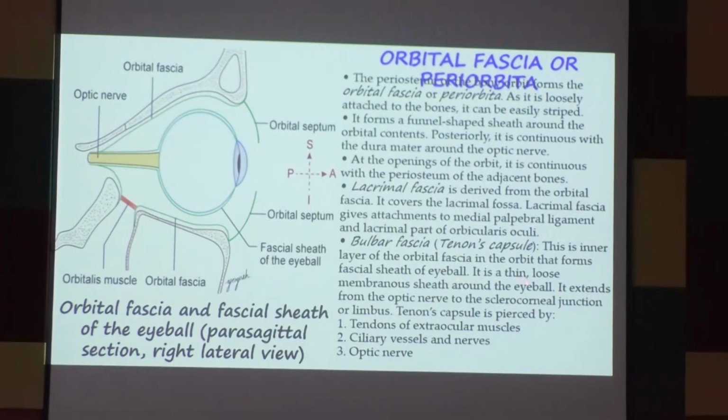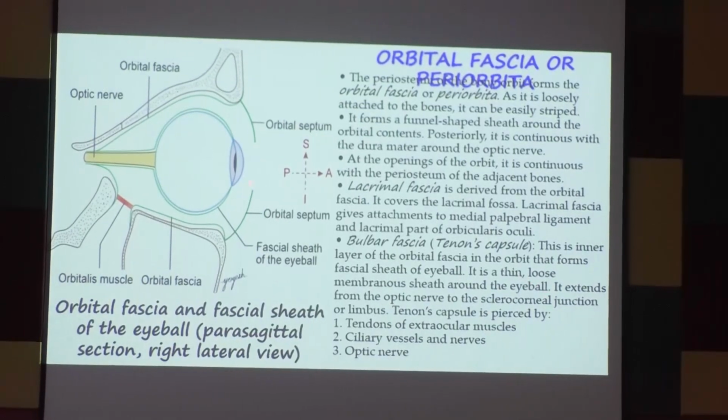Okay, and it is thin. See here, this is the globe of the eye. This is the optic nerve. The layer of the fascia which is covering the eyeball is known as bulbar fascia or Tenon's capsule, the fascial sheath of the eyeball. And see here, this sheath also continues along the optic nerve. And the fascia covering the wall of the orbit is known as orbital fascia.